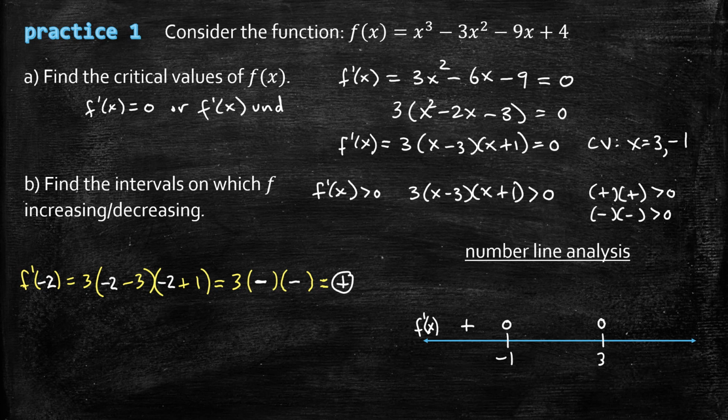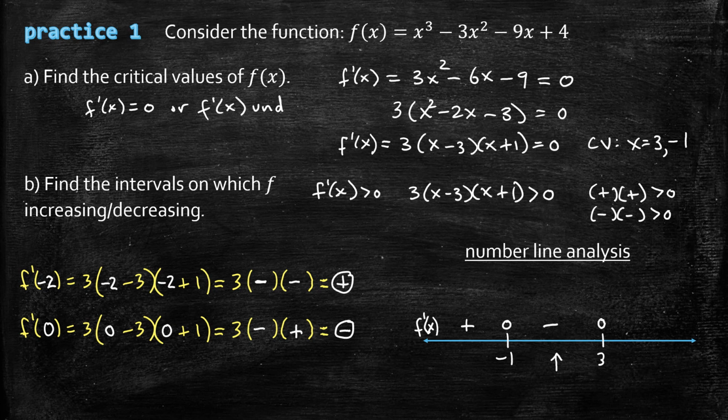And we proceed. Now we take a value in this region, and 0 is always a good one, and we plug in 0 and go through the same motions. 0 minus 3 is negative, 0 plus 1 is positive, and multiplied together that will be negative. So we know between -1 and 3, f prime will be negative, and it can't change because there are no other critical values between -1 and 3. So f prime has to be continually negative in that interval.